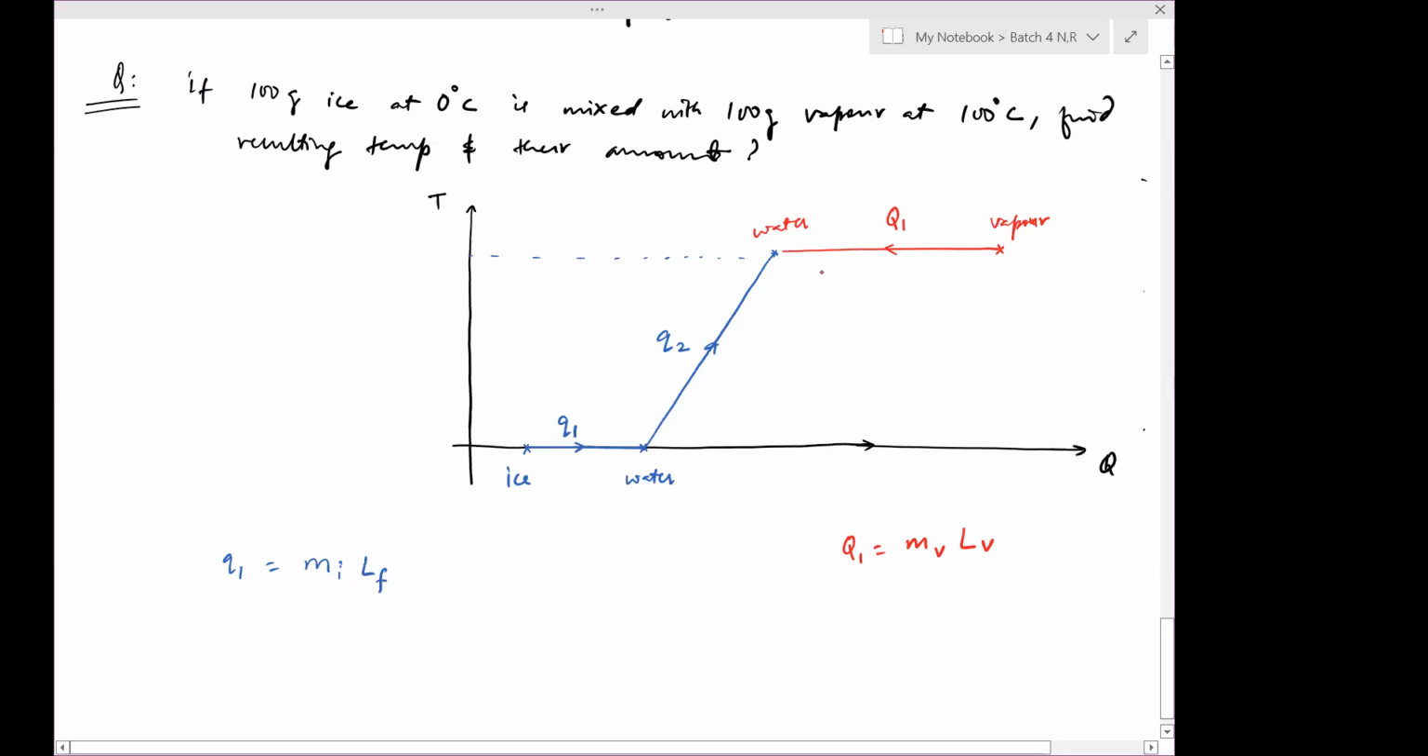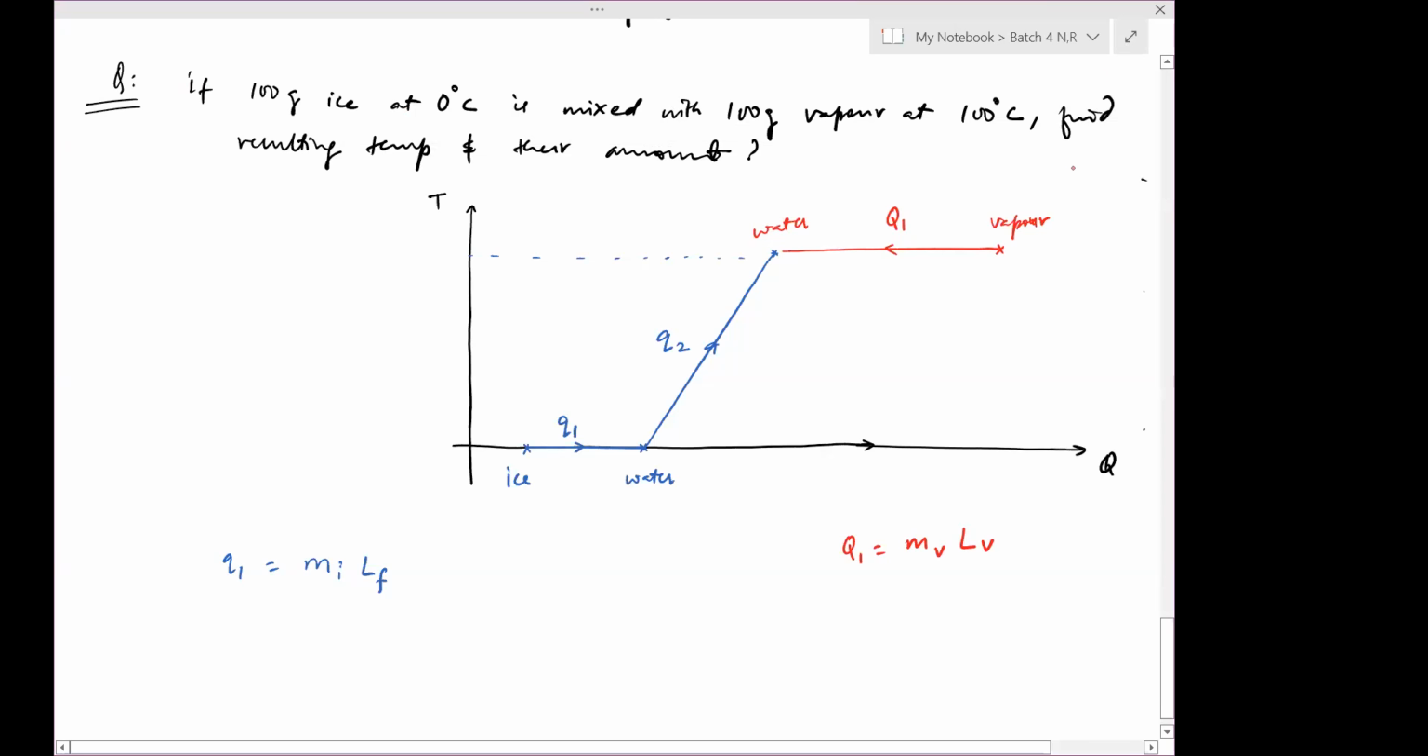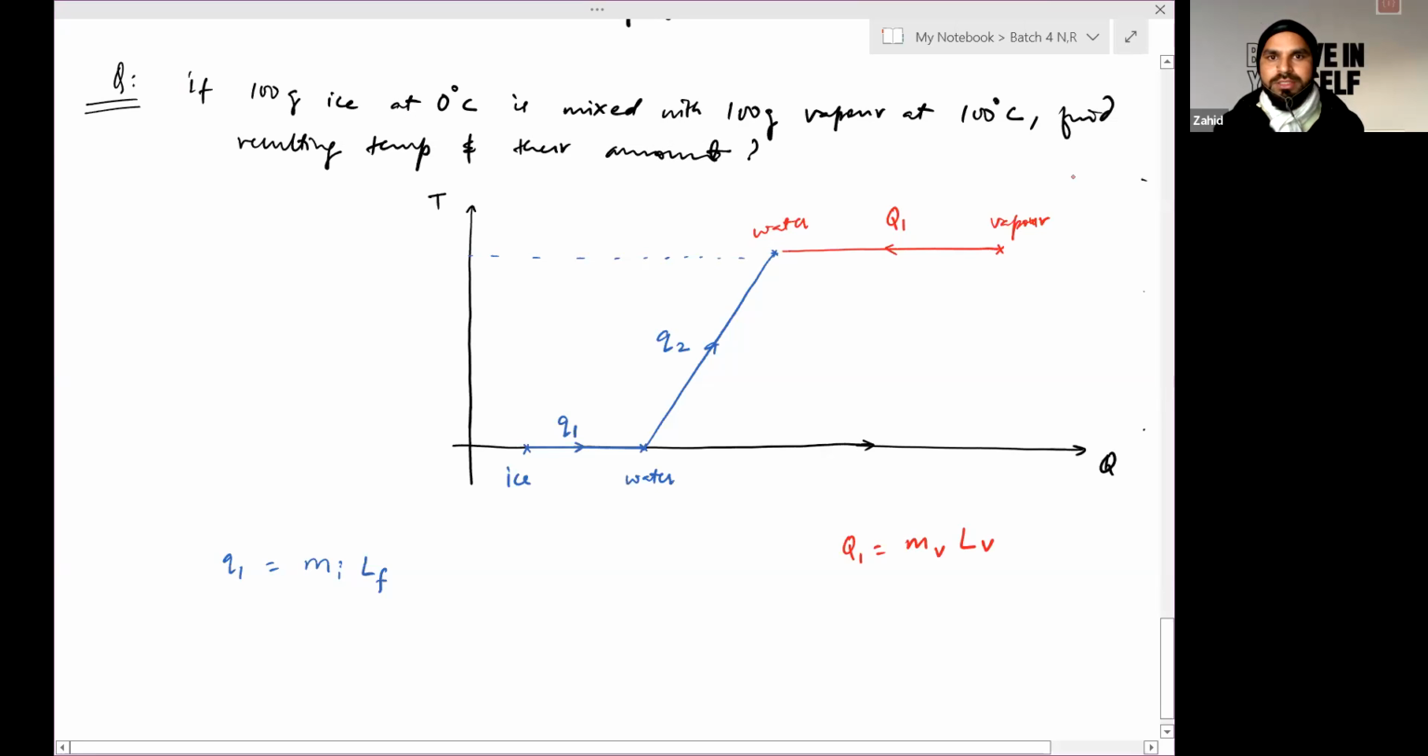Sir, in the previous question, what was the answer for the resulting temperature? 0 degrees Celsius. Okay. Since at 0 degrees Celsius, there is not enough cold or heat energy left in that system to convert one state to another. Okay. Yes, sir.